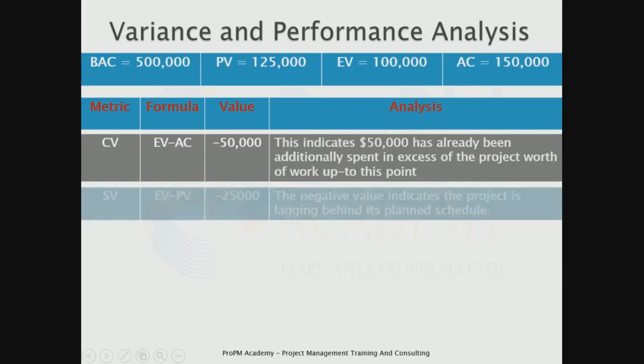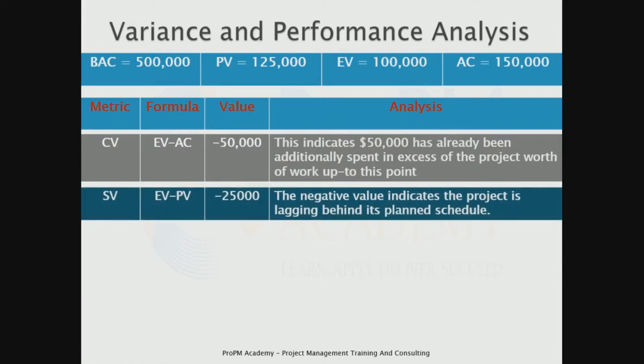Now let's look at the next variance, the schedule variance. You can derive the schedule variance by using the formula EV minus PV. Here it evaluates to minus 25,000. So this negative value indicates the project is lagging behind its planned schedule.